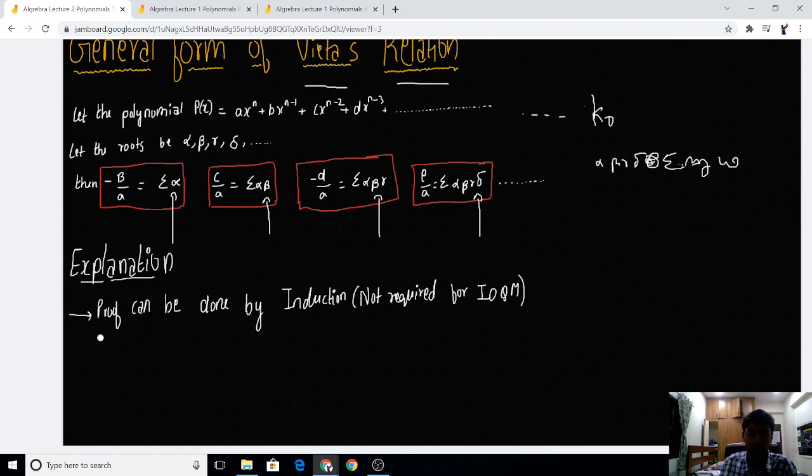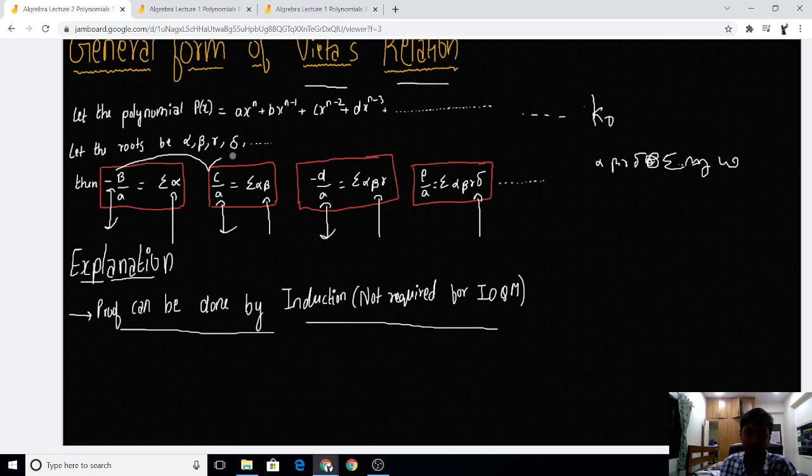You can even prove it by induction. It's a really easy proof which is not required for IOQM. And see, here minus b by a. So the signs are always changing. First you'll have a negative, then a positive sign, then again a negative sign. So the signs are changing, minus plus minus, and the roots are taken one at a time, then two at a time, then three at a time, then four at a time, and so on, 5, 6, 7, 8.